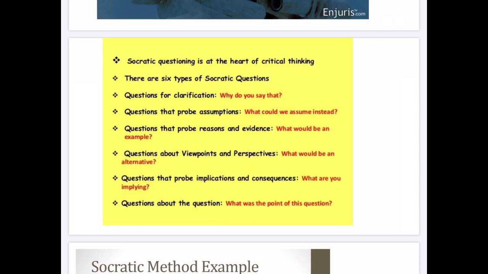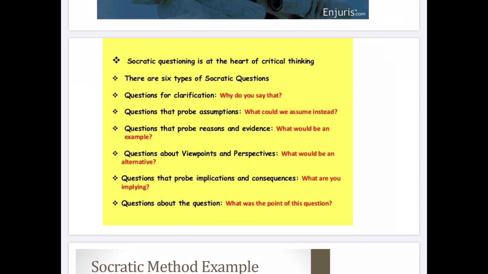And so the Socratic method and Socratic questioning is at the heart of critical thinking. There are 6 types of Socratic questions. And to bring this into modern times, the Socratic method is basically the foundation of the scientific method. The scientific method is what we use to develop and research our ideas scientifically. So what is the Socratic method? We have 6 different types of Socratic questions.